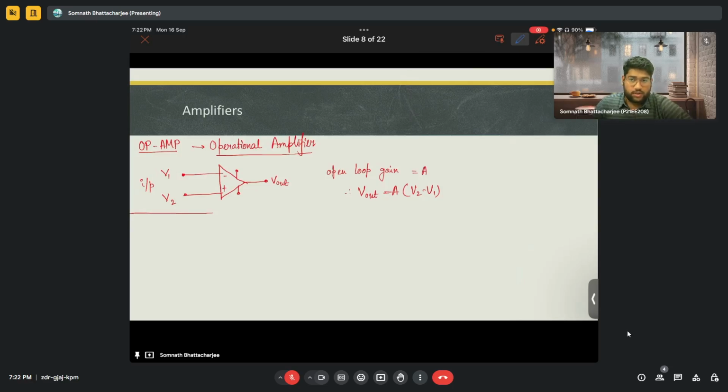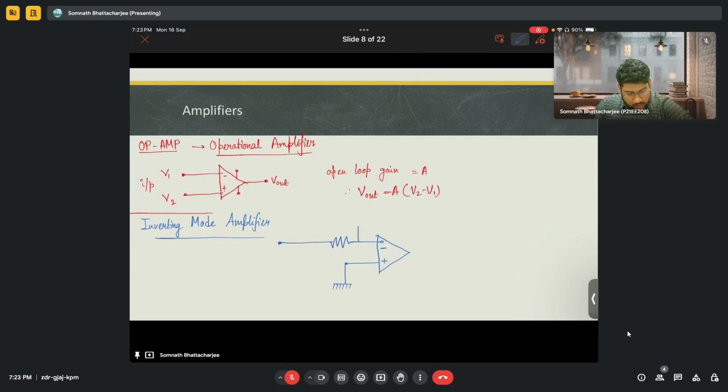So based on the configuration, there can be many use cases here. One is the inverting mode amplifier. The basic configuration is like this, where we put a resistance at the inverting terminal of the op amp, where there's no resistance at the non-inverting terminal.